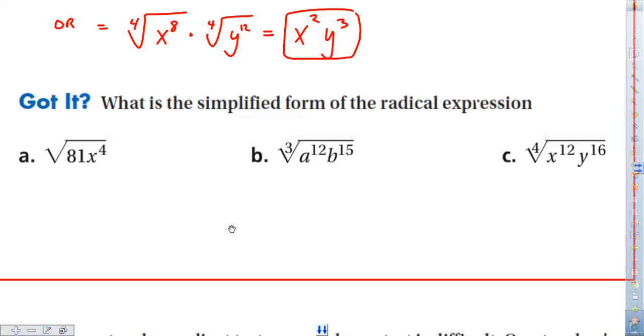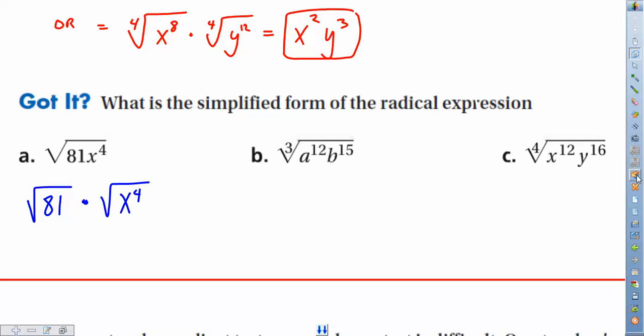So how'd you do? Let's take a look. So first answer. Here's what I recommend you do. Square root of 81 times square root of x to the 4th. Think of that square root as being a little 2 right there, right? So square root of 81 would be 9, square root of x to the 4th would be x squared, so your final answer would be 9x squared, right? Next one.